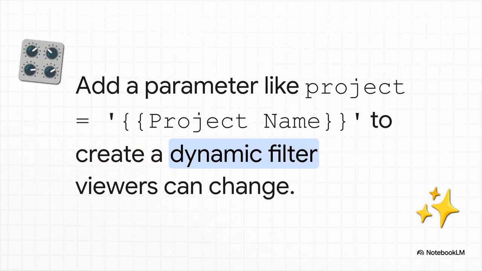But wait, what if you want your dashboard to be interactive? This is where you level up with something called parameters. By adding a little piece of code like this, with those double curly brackets, you create a dynamic filter. Now anyone looking at your dashboard can just type in Uniswap or Curve and see the volume for that specific project without ever having to touch your code.